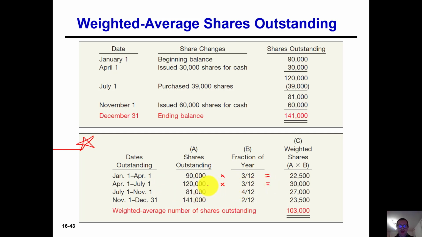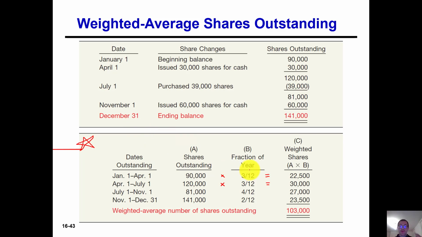Okay, so you're going to do the math there. You're going to get 30,000. July 1st. At that point, you purchased 39,000 shares, so you had 81,000 at that point. So you're going to write 81,000 here. How long did that last? Okay, July, August, September, October. So 4 months until November 1st.